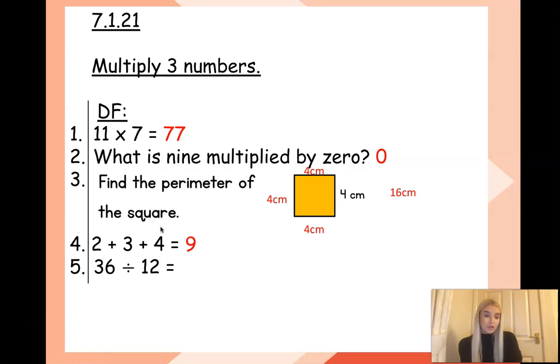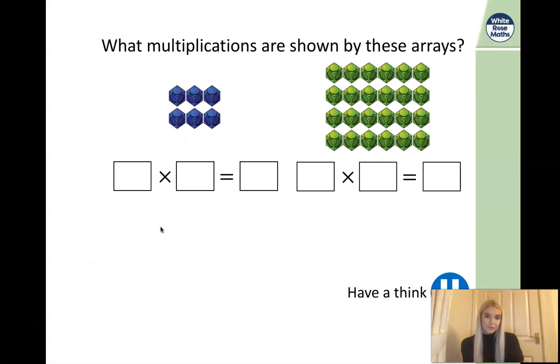Now if you're still not secure on your 12s, that's okay. What you can do is use your place value counters, draw them out as you've got 36, find out how many 12s go into that, and the answer would be 3. So 36 divided by 12 is 3. Great work.